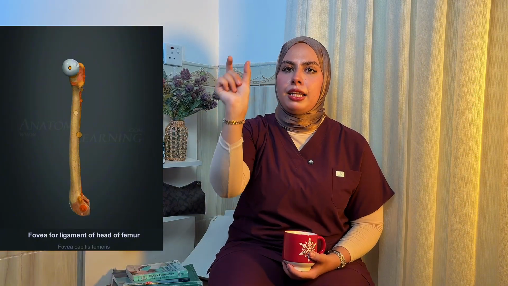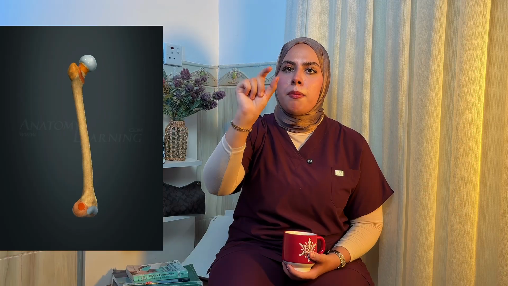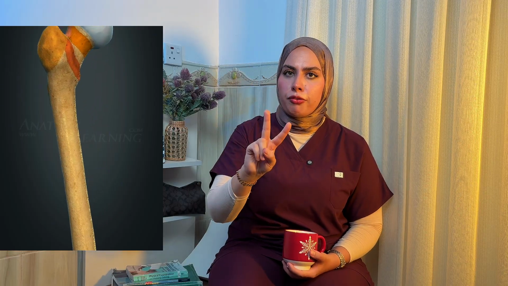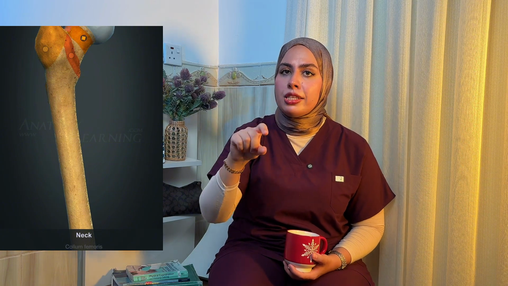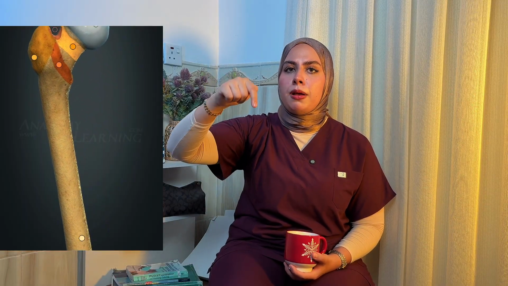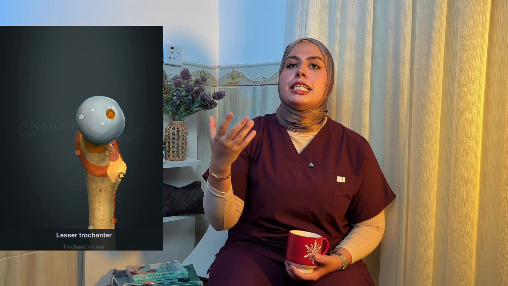Then we have big bony prominences. We have two of them, one on the lateral side and one on the medial side. The prominence on the lateral side is bigger than the one on the medial side. The lateral bony prominence is called the greater trochanter, while the other, smaller one is called the lesser trochanter. Why lesser? Because it is smaller in size.